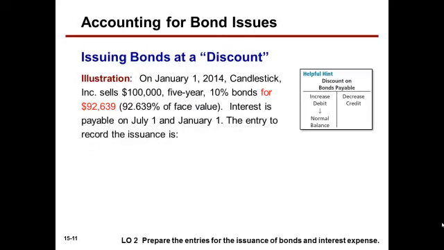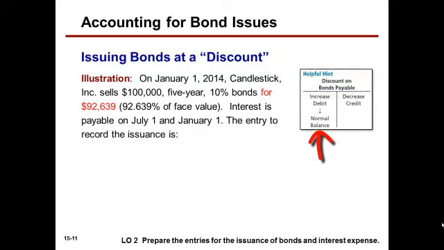Let's move to a case of issuing bonds at a discount. That is, they're not sold for face value. We'll be introducing a new account here called Discount on Bonds Payable. Its normal balance will be a debit balance.